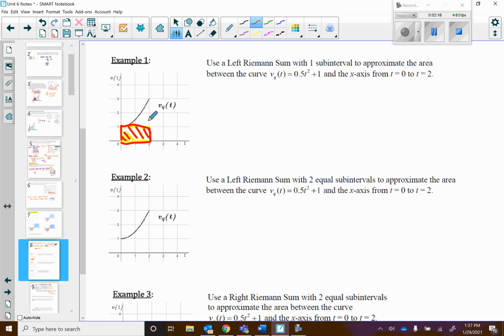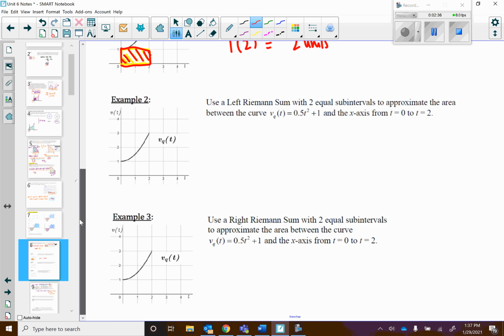So we have a width of 2 and a height of 1. Our estimate is 2, and it would be units, I guess, because they don't really tell us anything about this function. We're just going to say 2 units. Same curve. They want us to use a left Riemann sum with 2 equal subintervals. Okay, so we draw our rectangles in here. 1, 2. Those are my 2 subintervals.